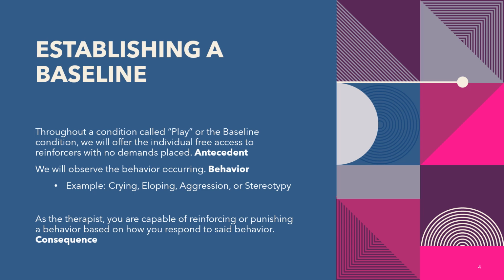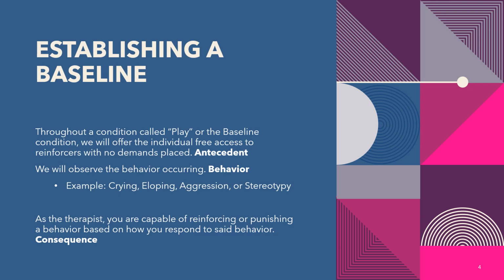Establishing a baseline. Throughout a condition called play or the baseline condition, we will offer the individual free access to reinforcers with no demands placed. That's our antecedent condition. We will observe the behavior occurring, our behavior condition. Examples of that can be crying, elopement, aggression, or stereotypy. As the therapist, you are capable of reinforcing or punishing behavior based on how you respond to said behavior.